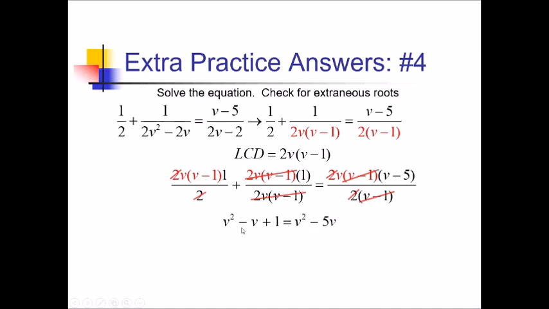And let me clean this up a little bit. I was thinking of moving everything to one side, but you'll notice these v squareds are actually going to cancel out when you subtract. So really I'm just going to add v over to the right side to get a negative 4v over there. I'll have a 1 left on the left side, and dividing very quickly gives me negative 1/4.